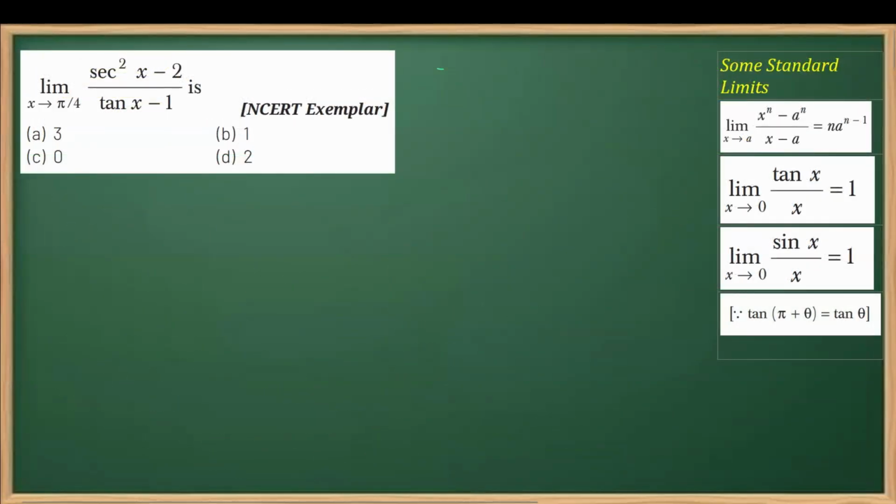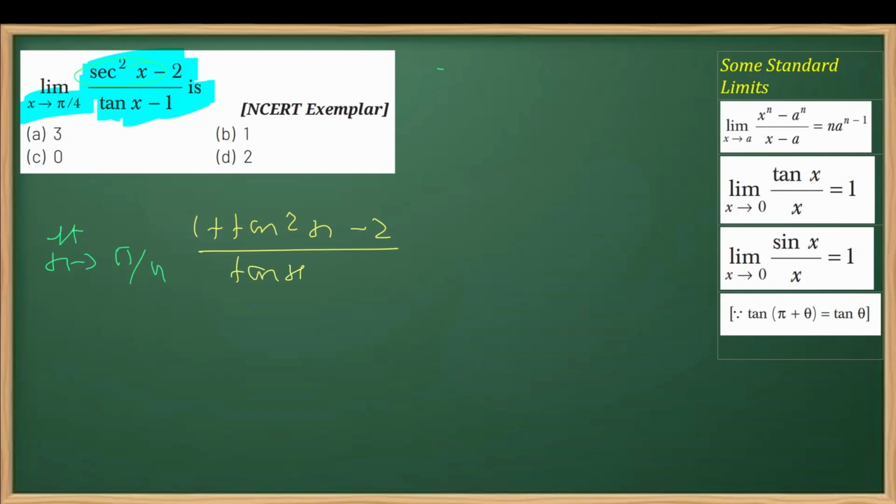Check in the next question. It says we have to evaluate secant square x minus 2 over tan x minus 1, and the limit over here is pi by 4. So let's begin with, first I'm going to convert the secant square as 1 plus tan square. So this is limit x tends to pi by 4. I can write secant square x as 1 plus tan square x, and then minus 2 copied, and the denominator will be as it is, that is tan x minus 1.